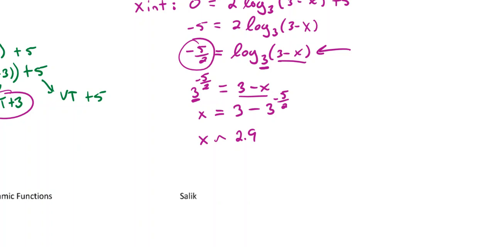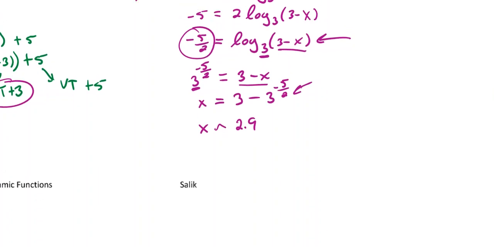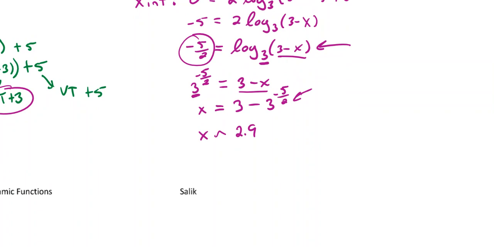Yeah? Okay, and then from there, I just rearranged for x to have 3 minus 3 to the power of negative 5 over 2. And at this point, that could go right in your calculator like that, right? And I get approximately 2.9, when it rounds. Okay, so our x-intercept would just be at the point 2.9, comma 0.